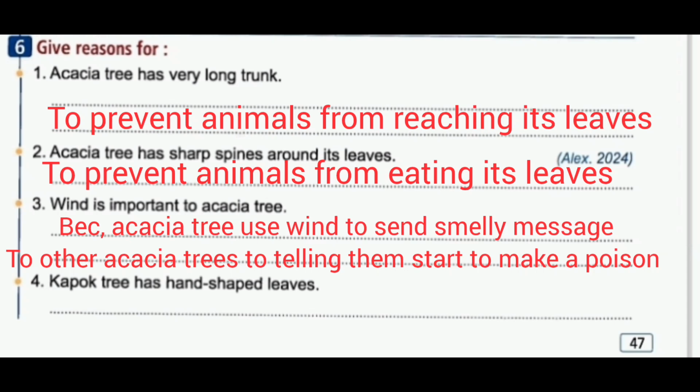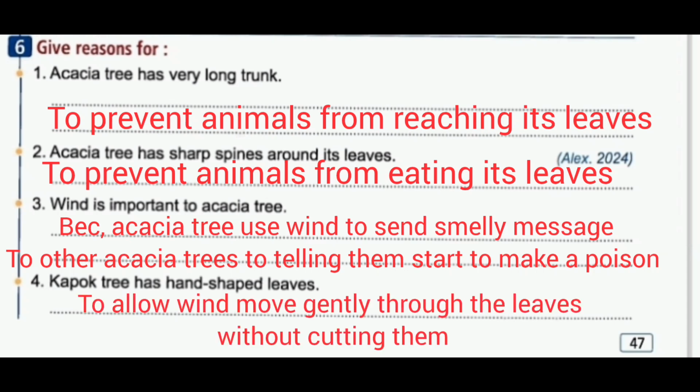Number 4. Cabbage tree has hand-shaped leaves to allow wind move gently through the leaves without cutting them.